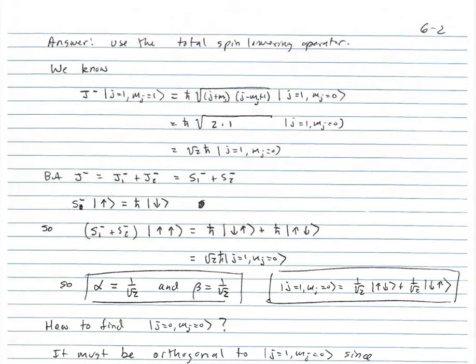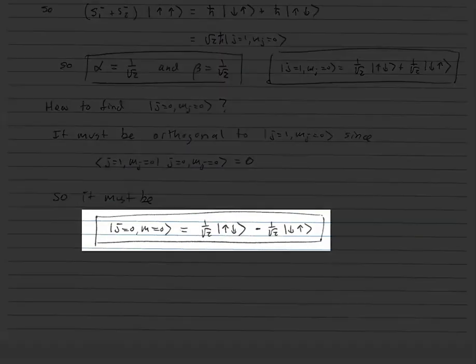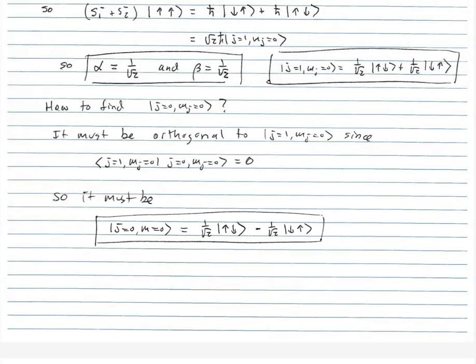So we immediately can write down what the state is that has j equals 0, mj equals 0, because it must be orthogonal. It's simply the state 1 over root 2 up down minus 1 over root 2 down up. And again, we tend to write it in that fashion with the minus sign acting on that second term. That's just a convention. Of course, if we multiply that state by any complex phase, it's still the same state. But it's just conventional to write the minus sign on the second term.